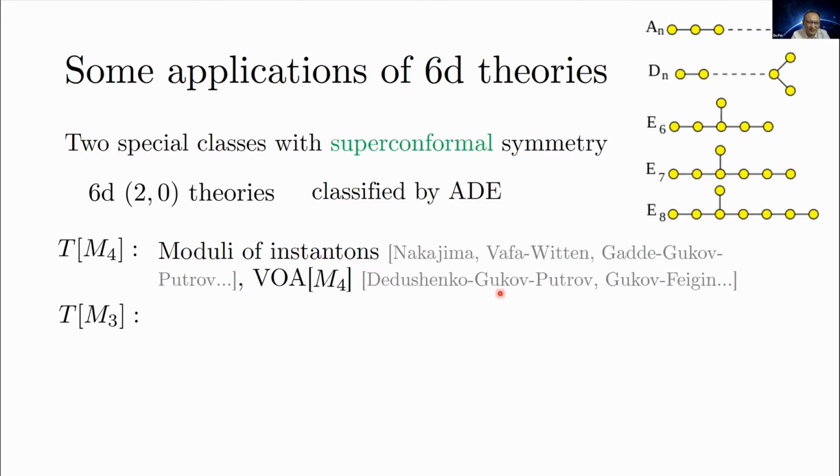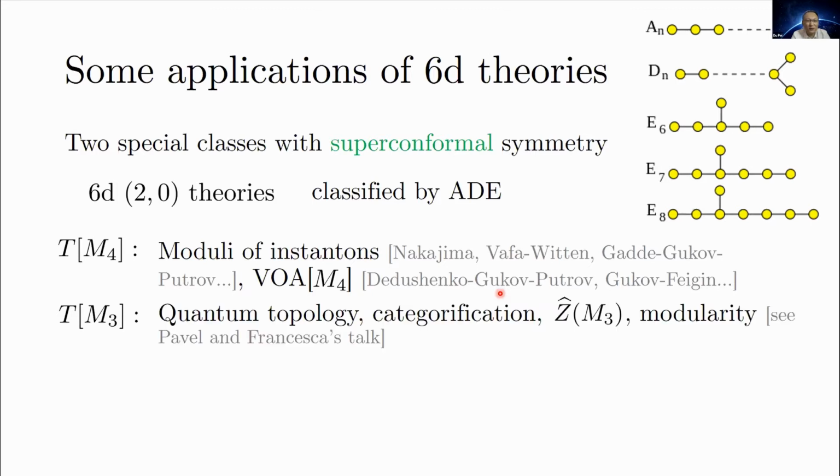We can also consider compactifying this theory on 3-manifolds. The theory T[M_3] can be used to define new invariants for 3-manifolds or to categorify old invariants. And in the talk by Pavel and Francesca, we have already learned about a new invariant Z-hat and the interesting properties they have.